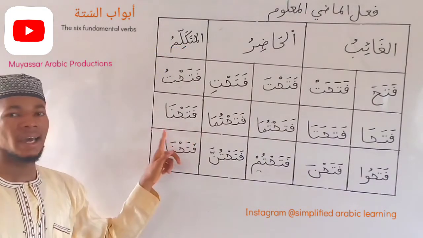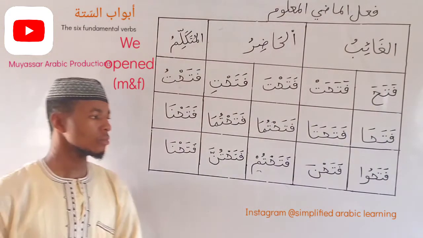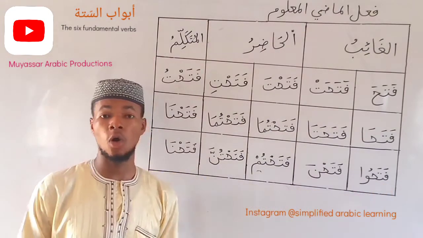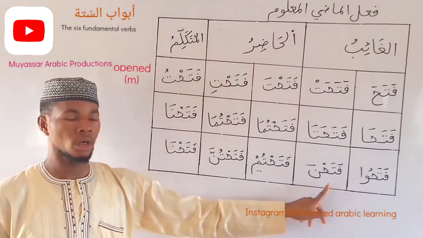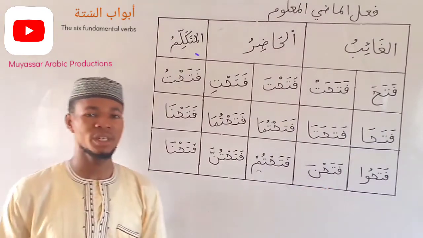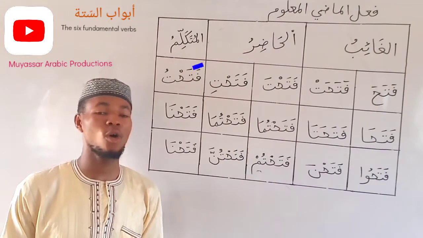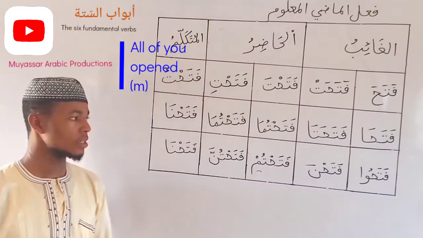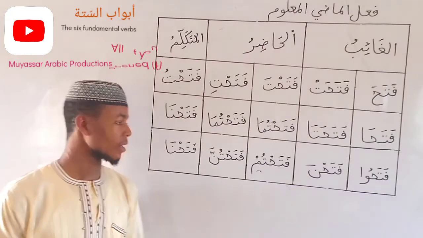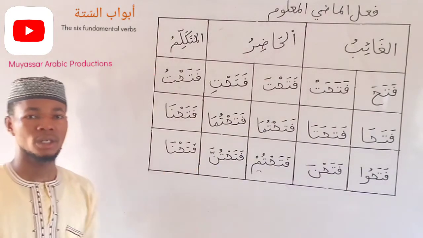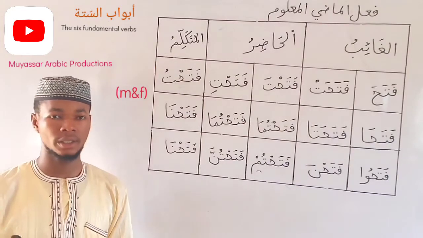Now the next is fatahna, meaning we opened for both the masculine gender and also the feminine gender. Then we have fatahu, meaning all of them opened in masculine gender. Then when you want to use that to refer to a feminine gender, you say fatahna, meaning all of them opened in feminine gender. Now the next is fatahtum, meaning all of you opened in masculine gender. Then the next is fatahtunna, meaning all of you opened in feminine gender. Then the last one is fatahna, meaning we opened, for both the masculine gender and also the feminine gender.